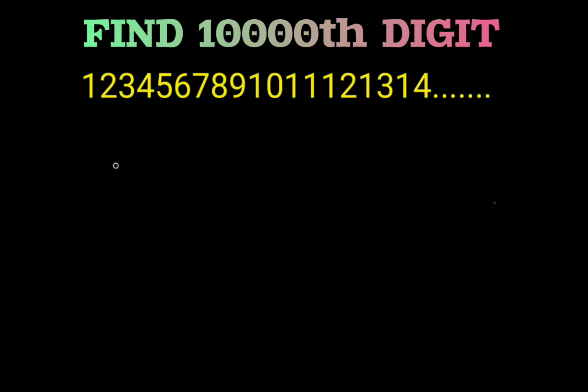You have to find the 10,000th digit when all the numbers starting from 1 are written in ascending order. This might sound difficult, but after today you can solve any similar question. So we start from here.